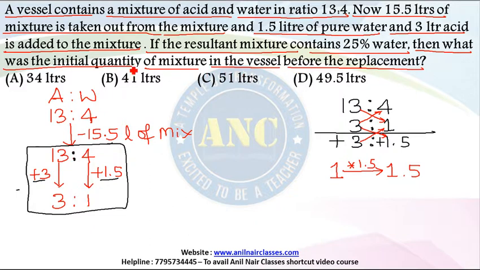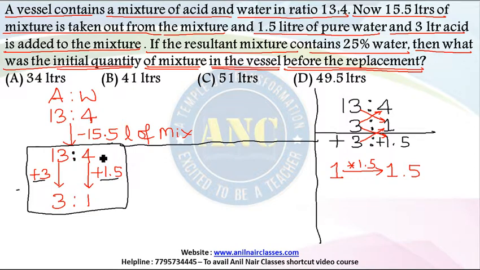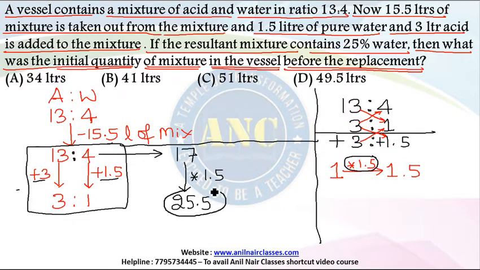That means they are asking you in the question, what was the initial quantity of mixture in the vessel before the replacement? Before the replacement means, please understand this question carefully. Before the replacement is the question. That means, can I say that at this point of a time, 13 liters of acid, 4 liters of water, totally 13 plus 4, 17. That is according to the ratio, but I should convert back according to the question. How will you convert back? That value also multiply by the same multiplying factor 1.5. So 17 into 1.5 will give me 25.5. Think little logically. Before the replacement, that means I am removing and replacing something.